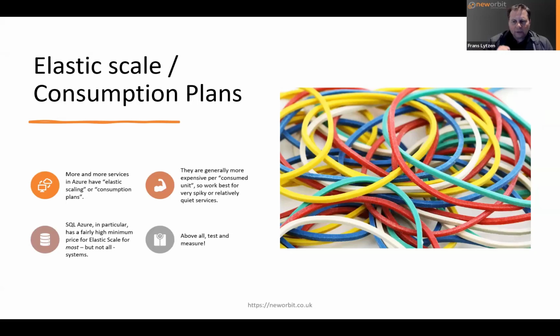So they work really well for small systems or very spiky systems. But for things with sustained load and predictable loads, the elastic scale consumption plans will often be bad for you, but not always. The other example, the Cosmos elastic pricing plan or consumption plan, is actually really good, and we find that on most systems, we save money. But all I will say is the good news is most of these you can relatively easily switch back and forth between the different models.